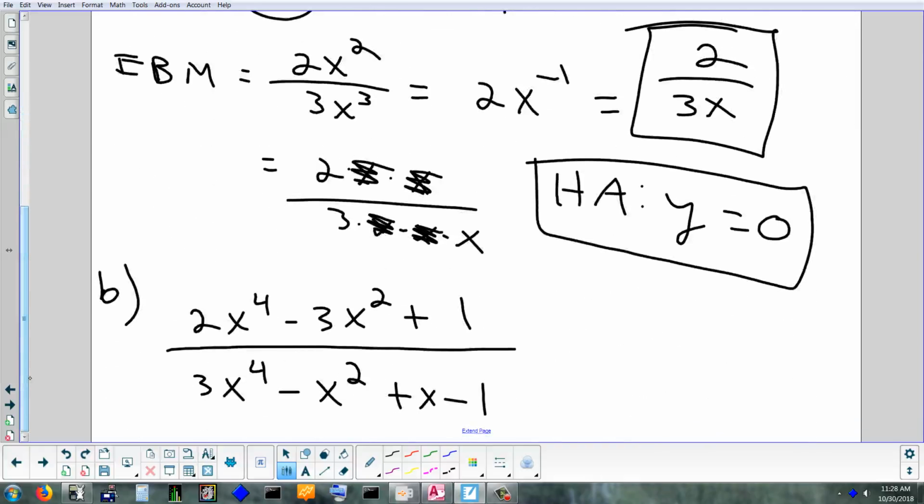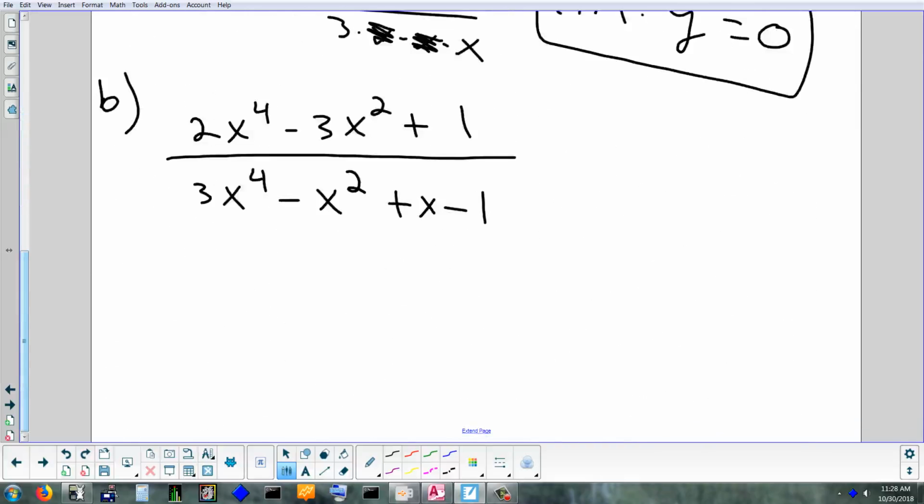Okay, let's try this one. Same directions. Find the EBM and find the horizontal asymptote. And you always do it in that order. Get the EBM first, and then use that to get your horizontal asymptote. So Nick, what's my highest degree term in the top?